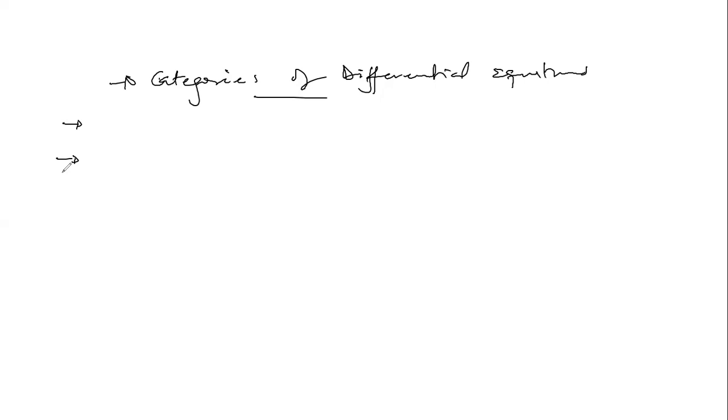What is an ordinary differential equation? Because you just mentioned ODE and PDE, right? What is an ordinary differential equation? An ordinary differential equation only involves one independent variable and one dependent variable. But in a partial differential equation, you may have more than one independent variable.